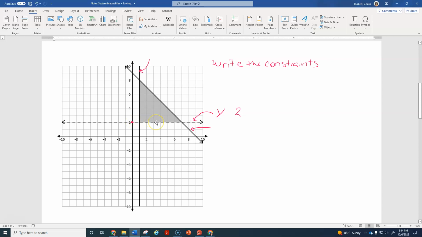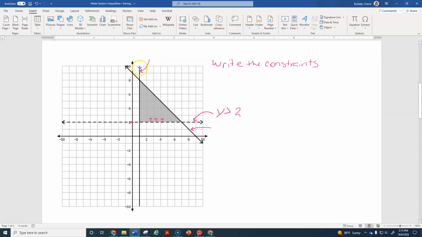Now you need to notice that we shaded above the line, and we can see right here that we shaded above. So since we shaded above the line, we know that means it's greater than. We are not going to put a bar underneath it because what kind of line is that? It's dotted. So the inequality that is going to create this boundary or this constraint is going to be the inequality y is greater than 2.